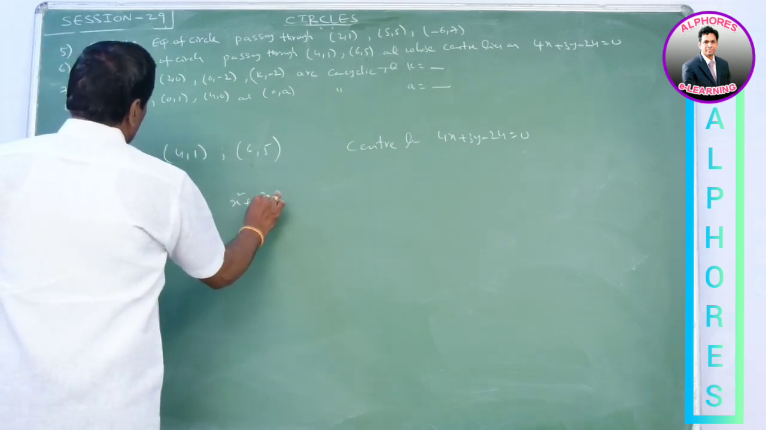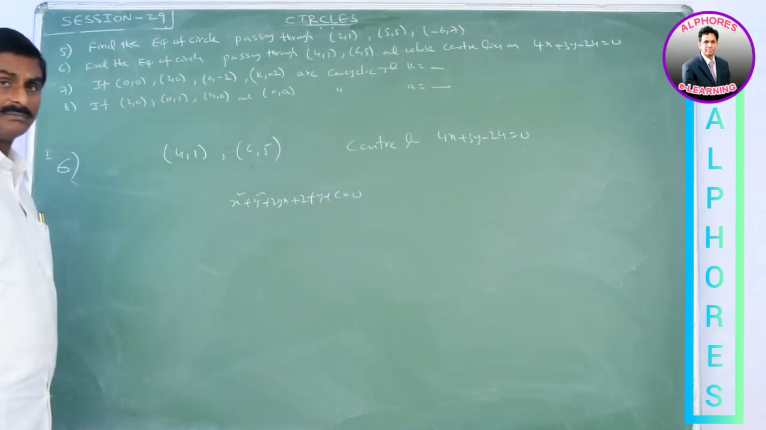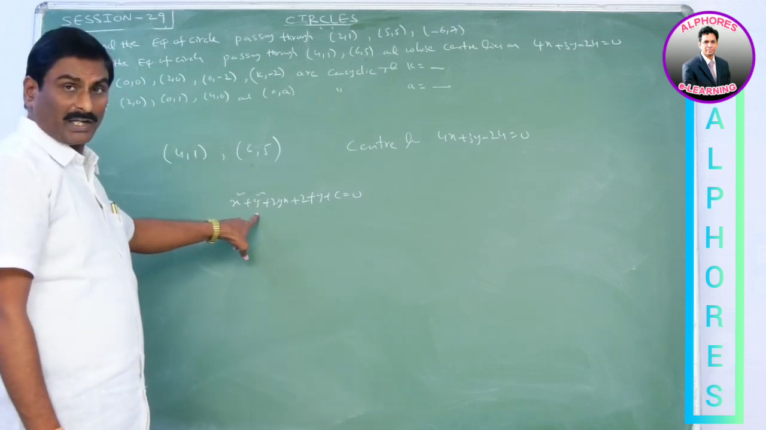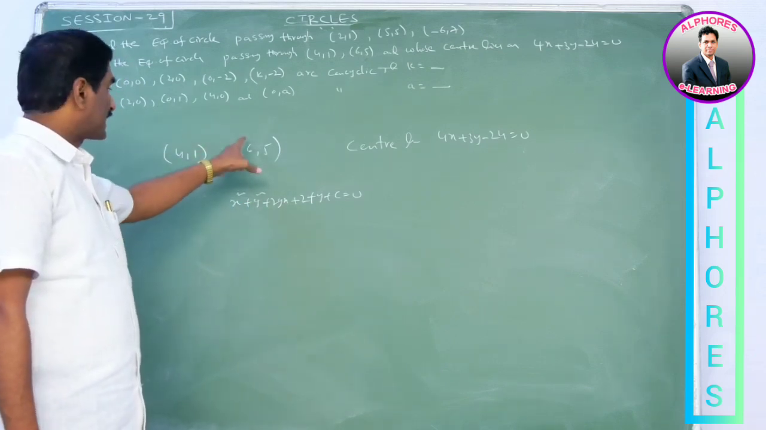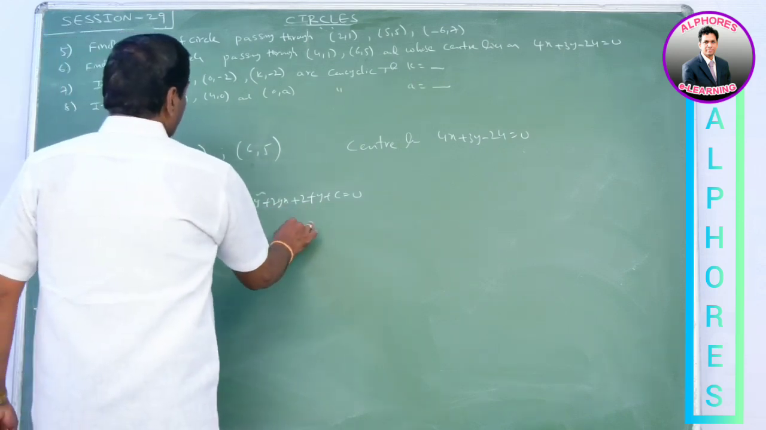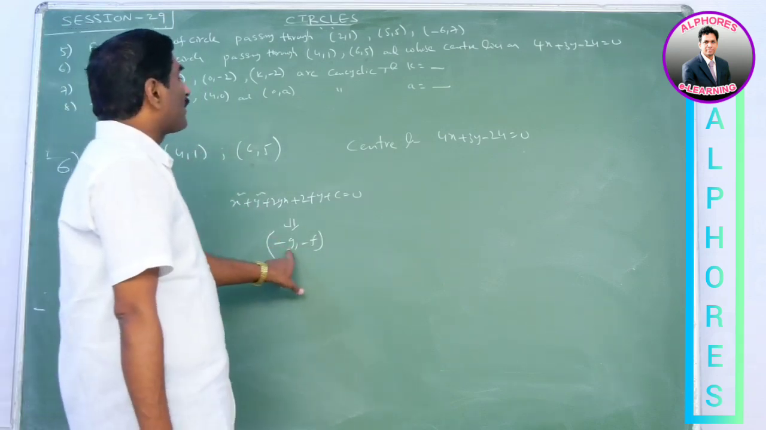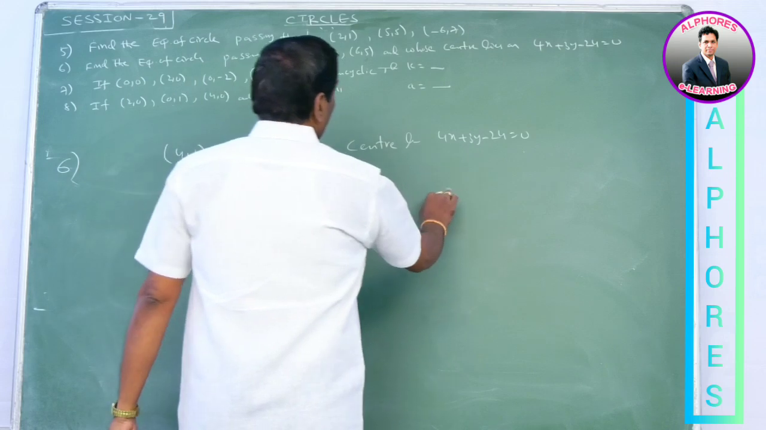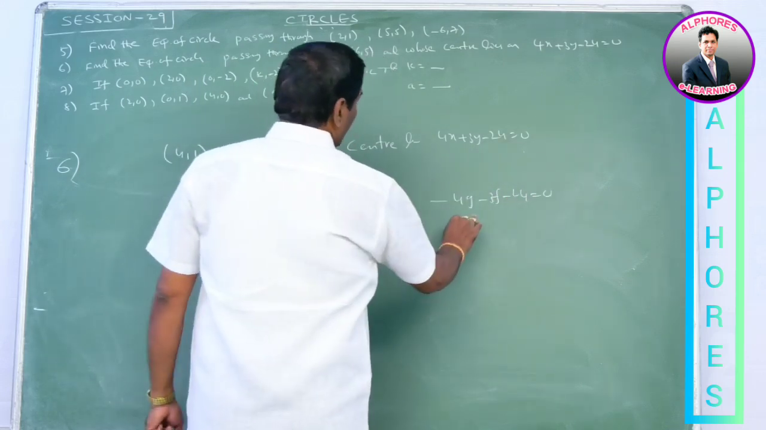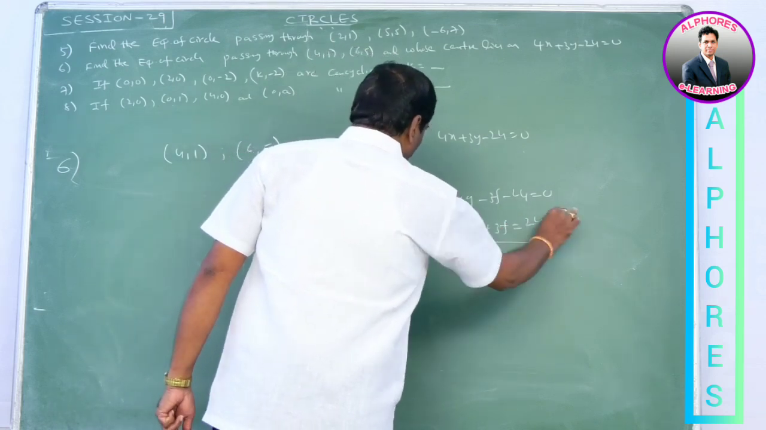Let us assume x² + y² + 2gx + 2fy + c = 0 is the equation of the circle. We substitute the point (4, 1) in this equation, we get one equation. In the same way, for (6, 5), we get another equation. Next, the center of this circle is (-g, -f). This center must lie on this line. That means -4g - 3f - 24 = 0, that means 4g + 3f = 24. It is one of the equations.